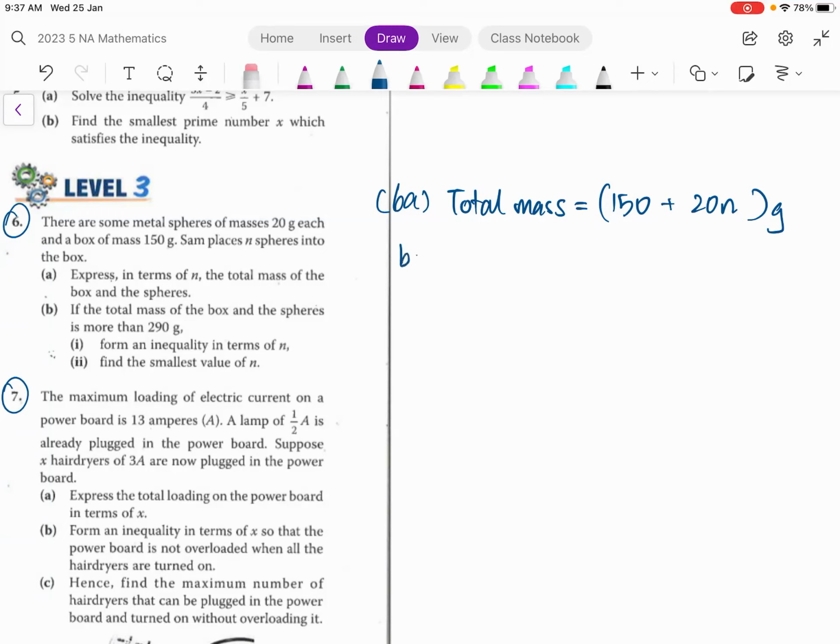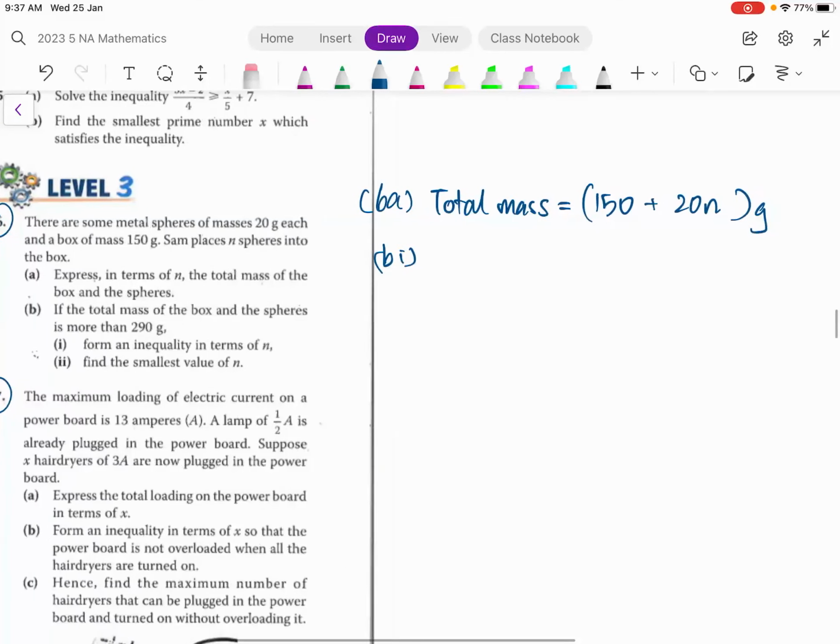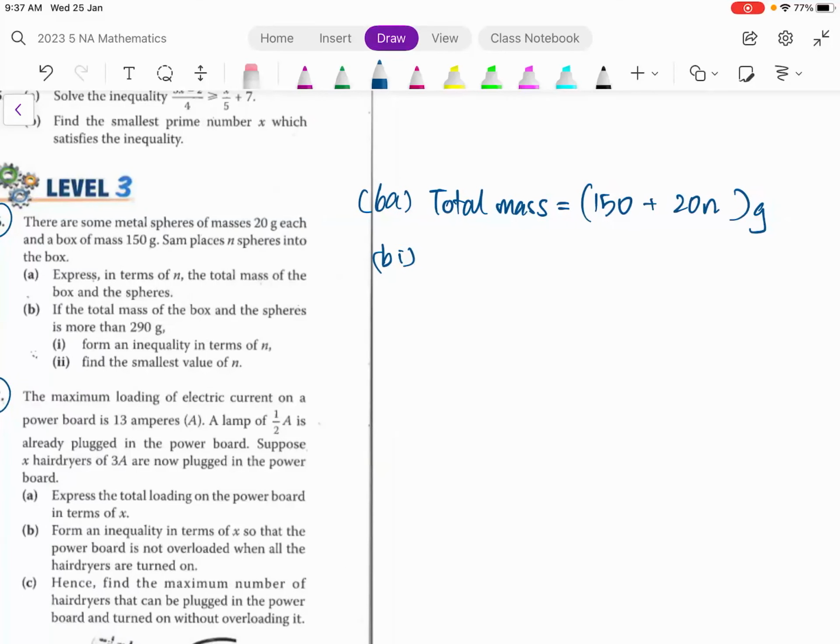Okay, so B part 1. Now they tell us that the total mass of the box and the spheres is more than 290 grams. It is more than 290 grams. And then they ask you to form an inequality in terms of x. Don't let it scare you. You really just translate the English over there to mathematics.